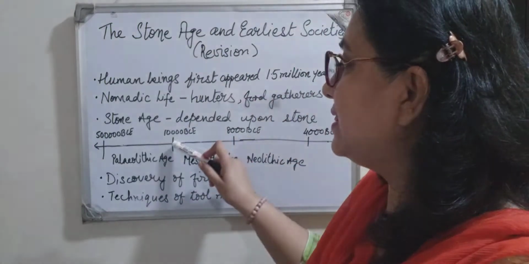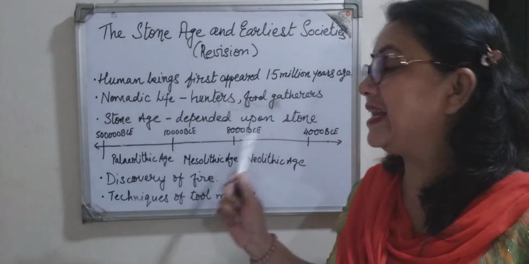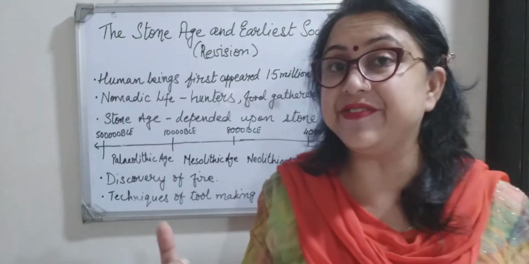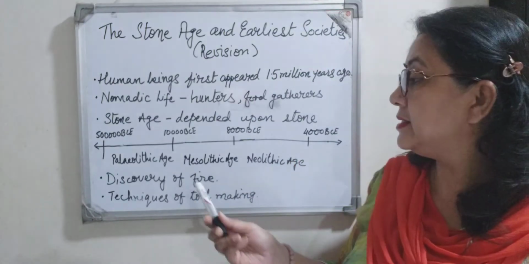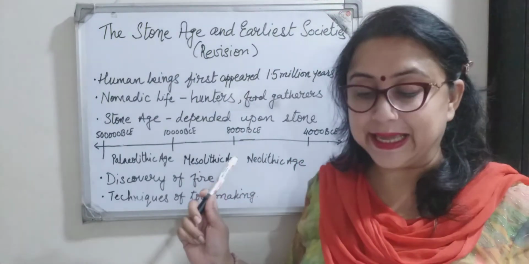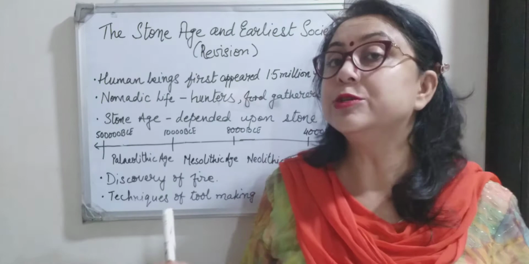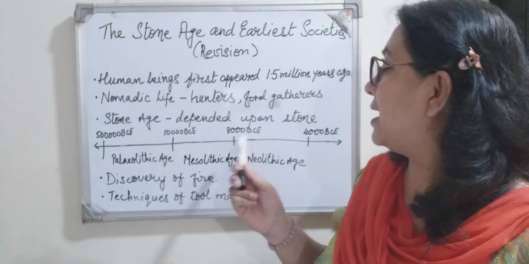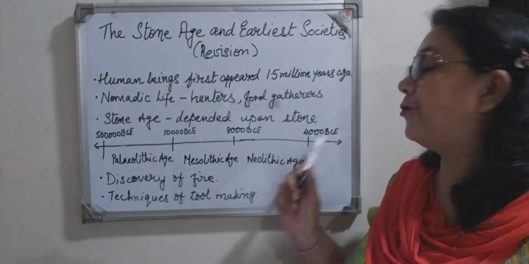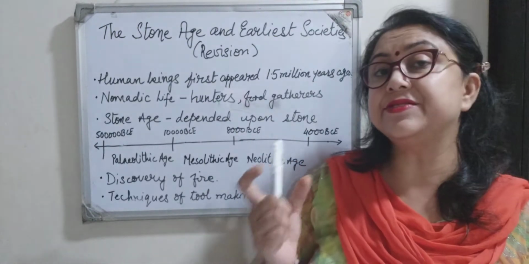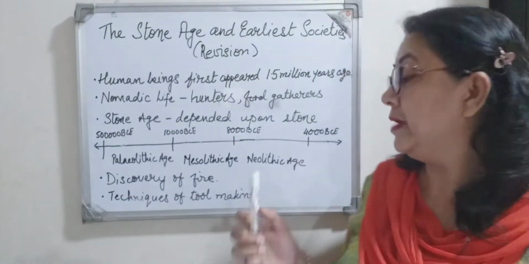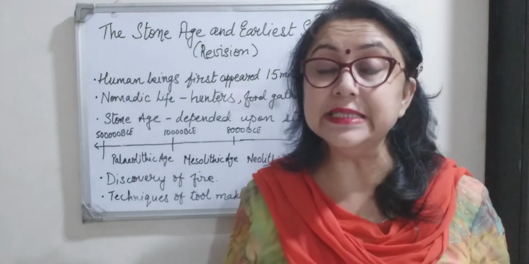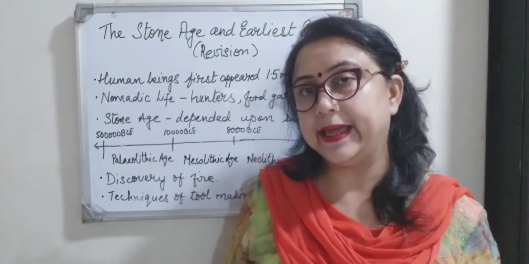Then 10,000 BCE to 8,000 BCE, that's the middle phase, right? And it has been termed as Mesolithic Age or Middle Stone Age. And finally, from 8000 BCE to 4000 BCE, this period of time is the Neolithic Age. This is also known as New Stone Age, right?